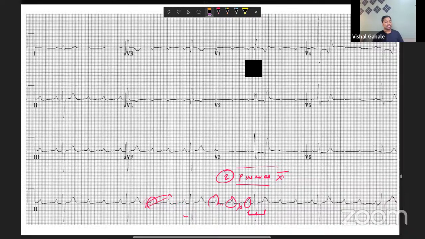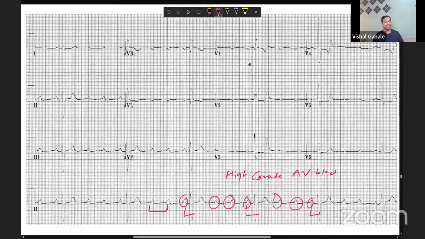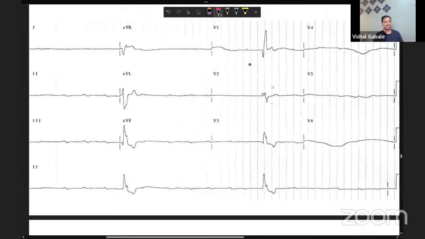Because in third degree, there will be absolutely no relationship between P and QRS. But here you can see that after 2 P waves, 1 P wave is getting carried. So what is the classical feature? This is the classical feature of high grade AV block. That means there is an intermittent communication or intermittent transfer of the signals from the atria to ventricles, and after 2 waves, 1 wave is getting passed to the ventricles. All right, now brilliant students, you guys please answer this one.